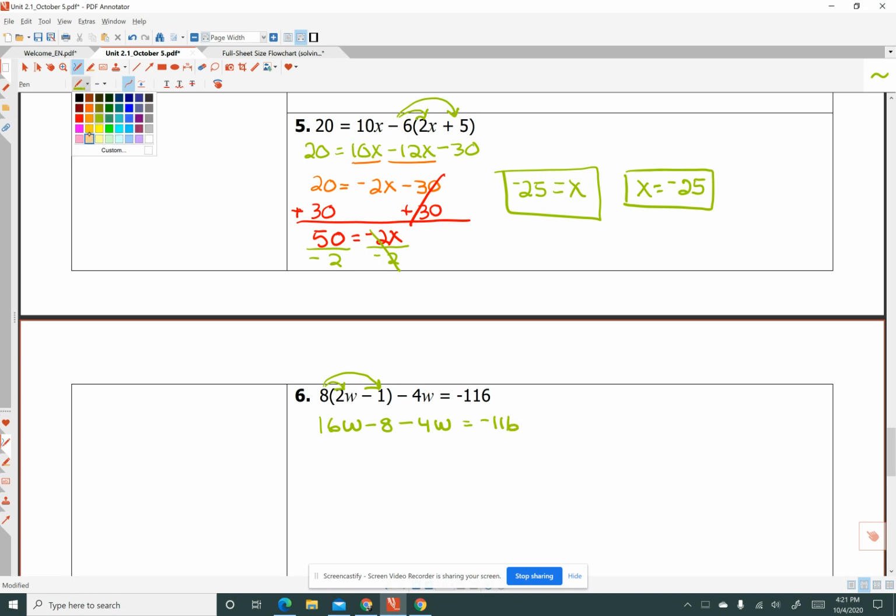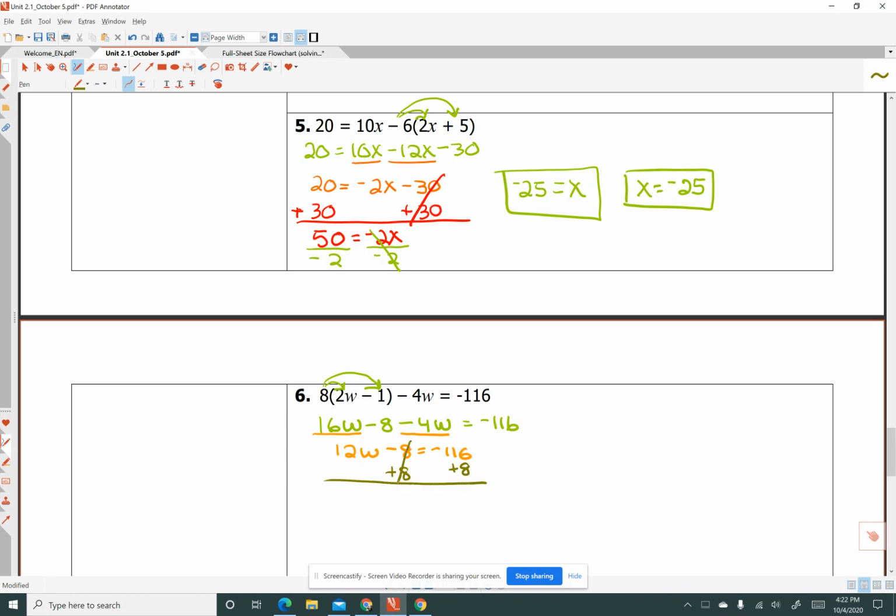Now, do we have any like terms that we can combine? We've got 16w minus 4w, which equal 12w. And we still have our -8 equals -116. So this 12w, we'll save that in abeyance for a while. We'll come back to that in a minute. The first thing we want to do is move that 8 to the other side of the equation. So we'll use the inverse operation of addition, and whatever we do to one side, we need to do to the other.